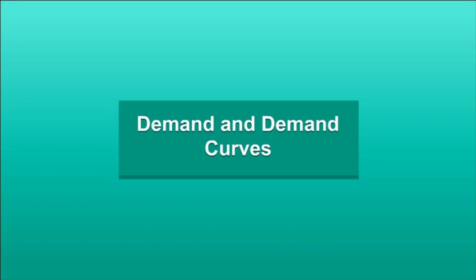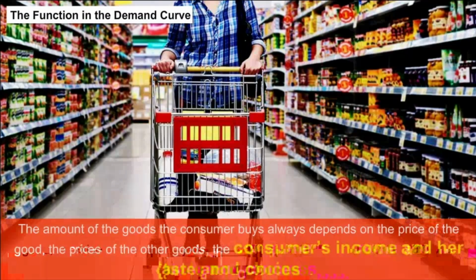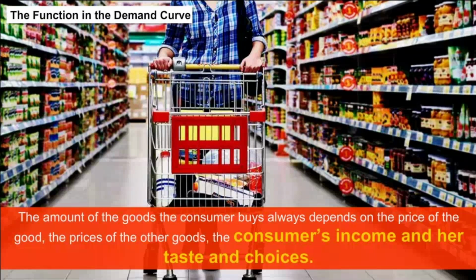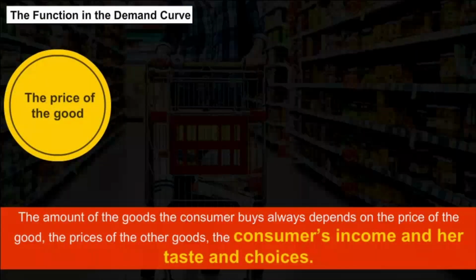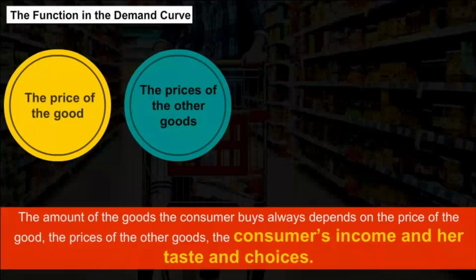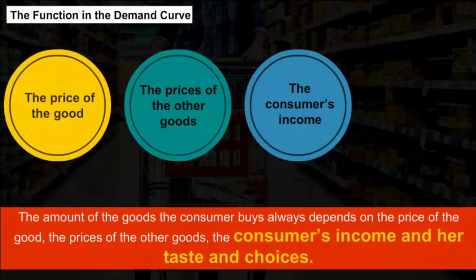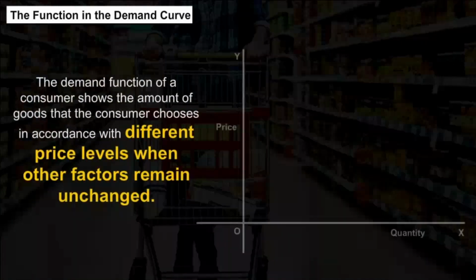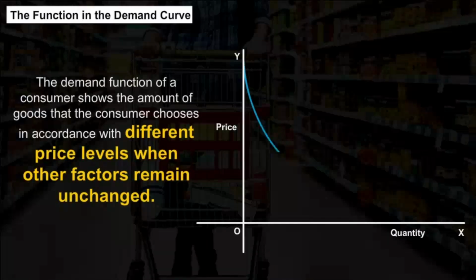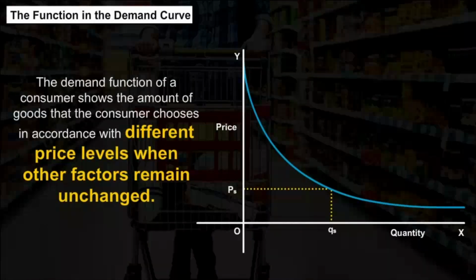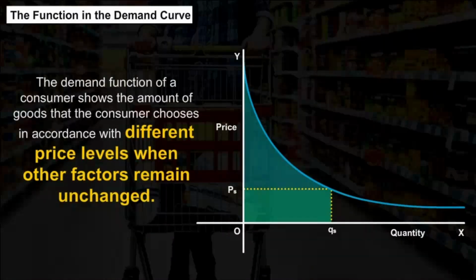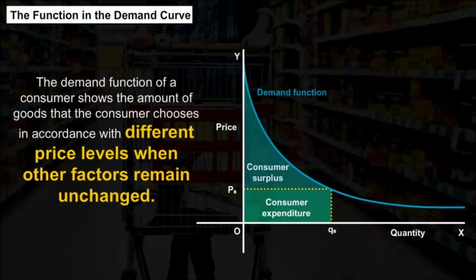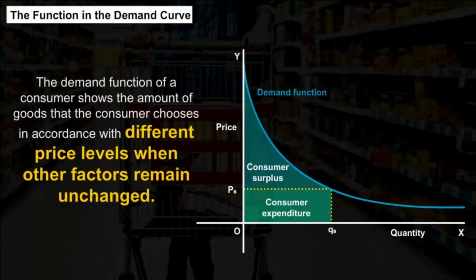Demand and demand curves. The function of the demand curve. The amount of the good the consumer buys always depends on the price of the good, the prices of other goods, the consumer's income, and her taste and choices. The demand function of a consumer shows the amount of goods that the consumer chooses in accordance with different price levels when other factors remain unchanged.